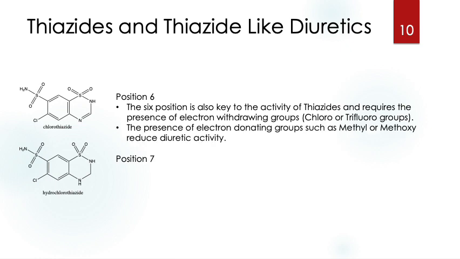Now, the presence of an electron donating group, such as a methyl or a methoxy, is going to reduce the activity. If you were to replace that chloro group here with a methyl group or a methoxy group, that will reduce the activity of the drug. So, you need to have an electron withdrawing group here.